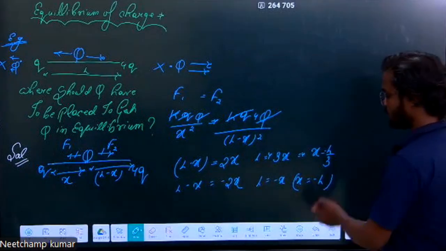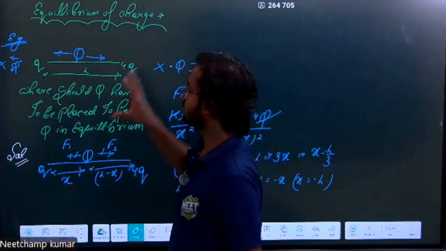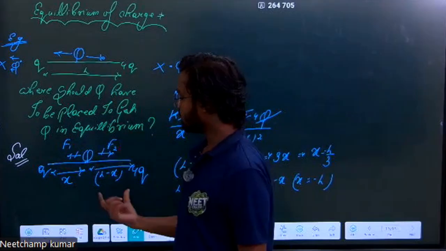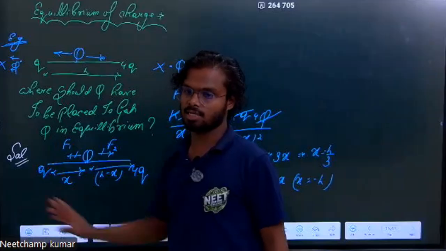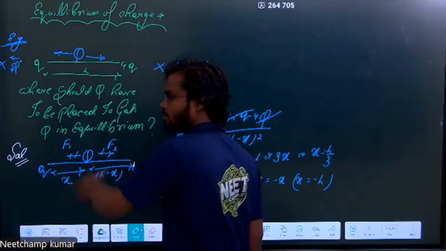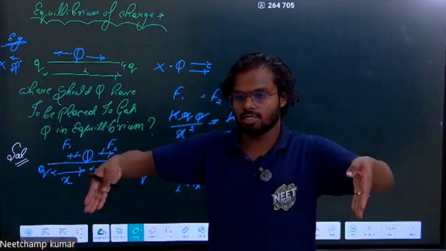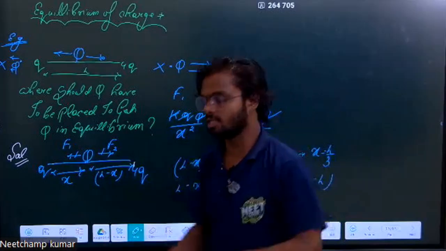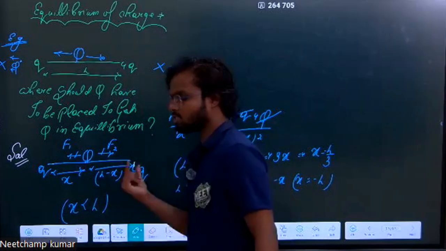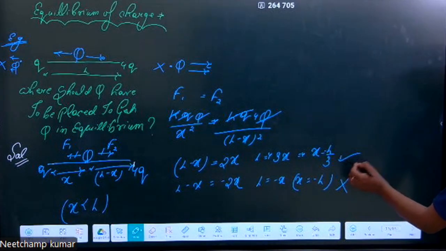So as we can see, we have initially told that the charge should be placed in between this. That means this X will always be less than L, obviously, because if it is placed between these two charges, X cannot be greater than L. So X will always be less than L. So obviously this answer will be rejected. This is the only correct option.